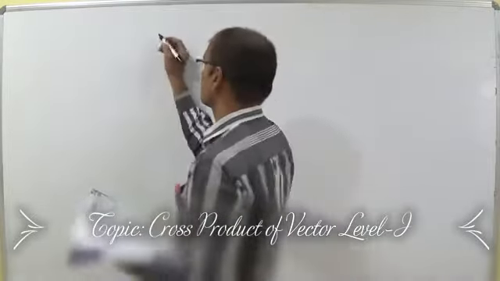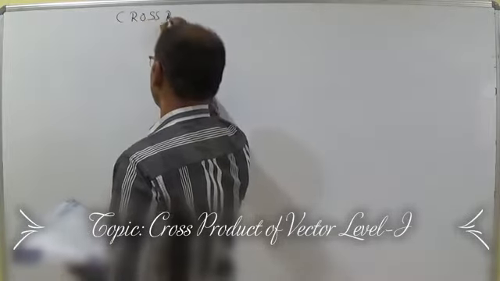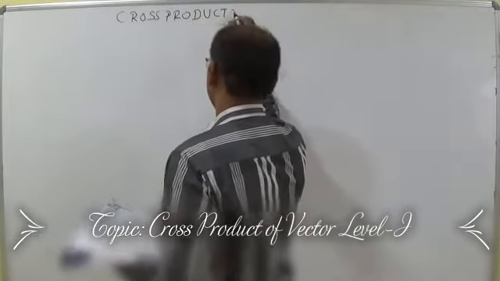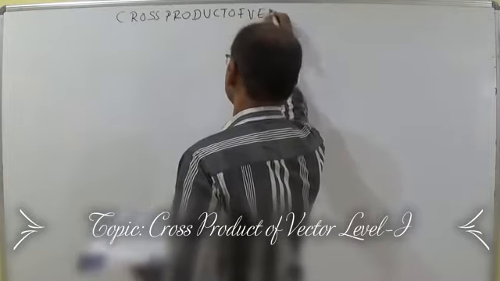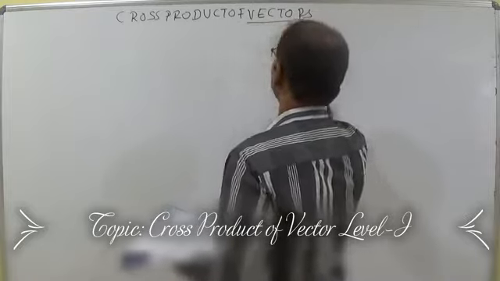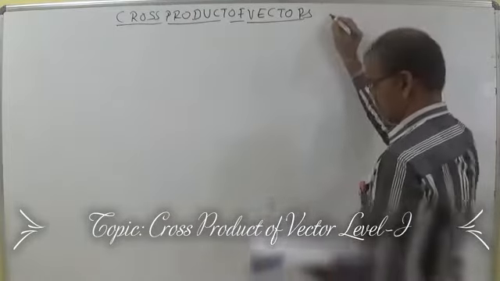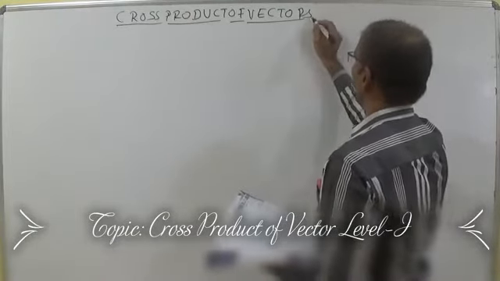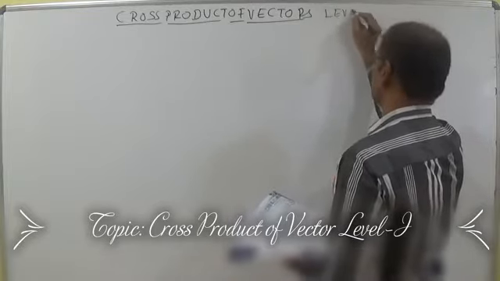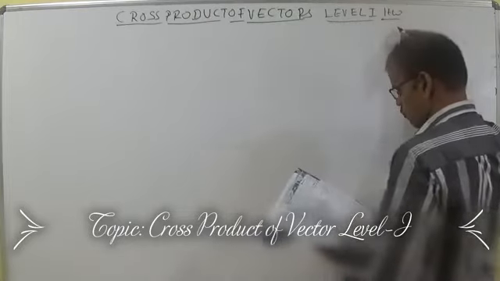Let us continue the cross product topic. Now we are in cross product of vectors. Until yesterday we discussed the concept, and today I am discussing level 1 classwork and level 1 homework, which are important in the MSET topic. Level 1 classwork was completed in the previous class. Now let us discuss level 1 homework.